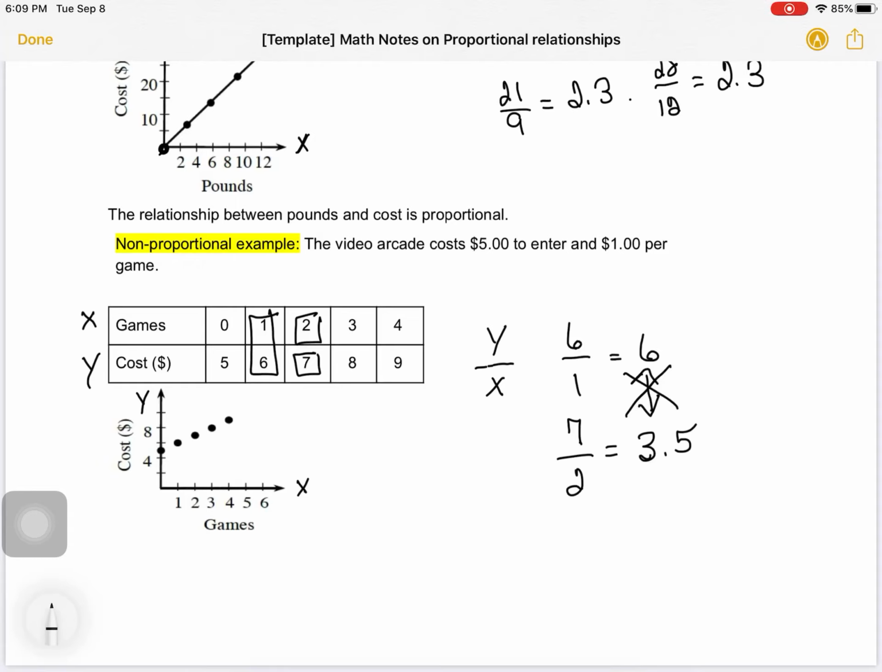And I can also look at the graph and see that it does not go through the origin. It is not going through the point 0, 0. So therefore, I know that that is not a proportional relationship.